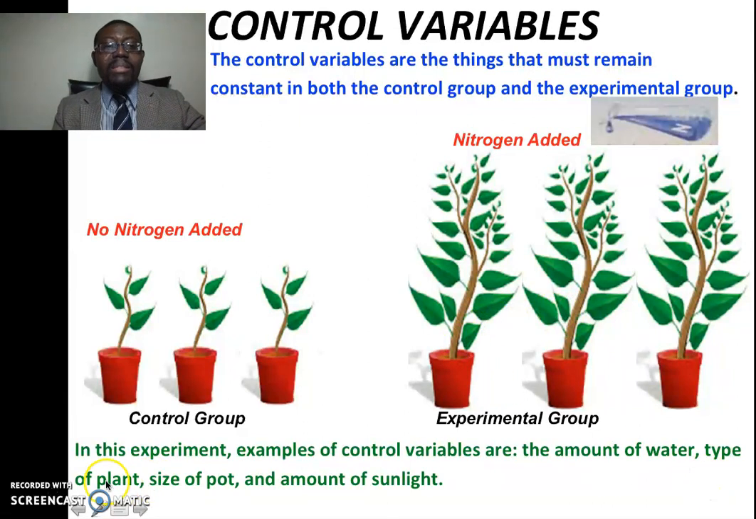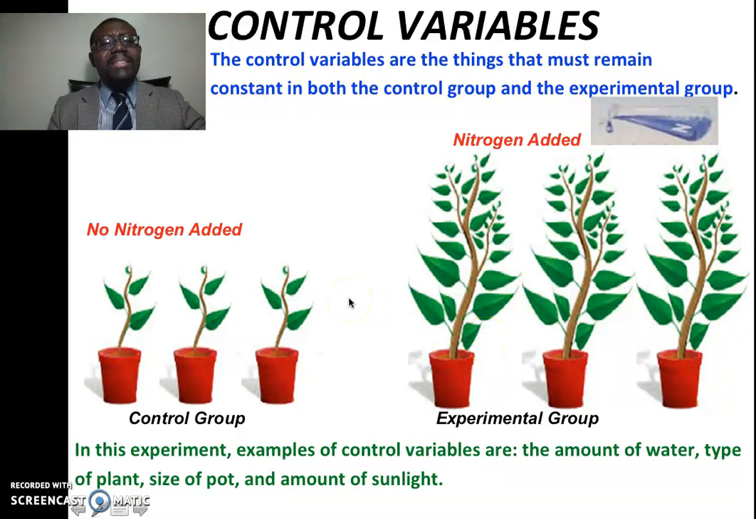The type of plant: we have the same type of plant in the control group and also in the experimental group. The size of the pot: we have the same size of pot in both groups. We also have the same amount of sunlight in both groups. So in this example, the control variables are the things we keep the same in both the control group and the experimental group. They are the things that must remain constant.